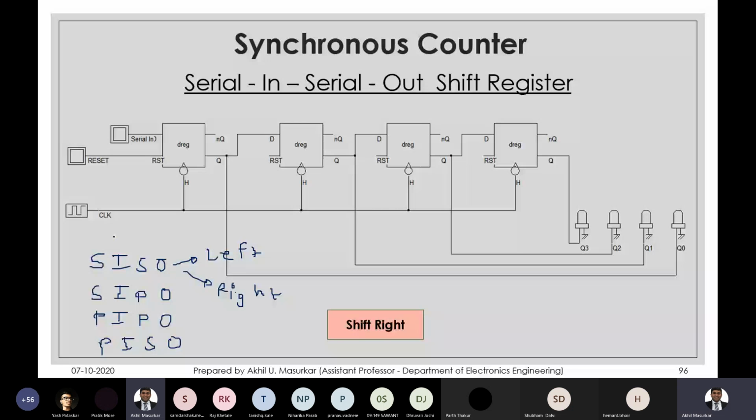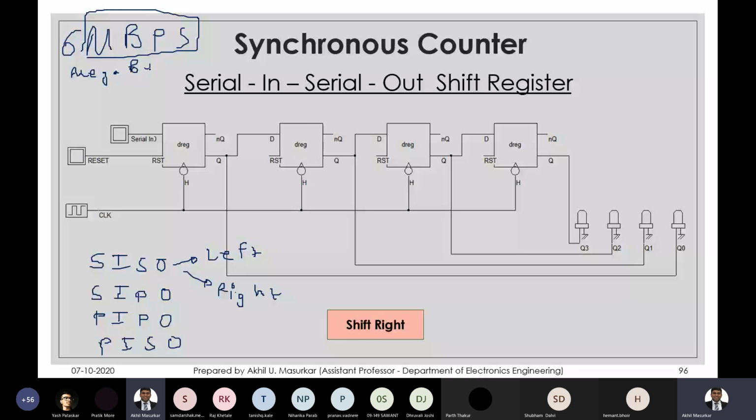Parallel transmission is faster and serial transmission is slower. So when we say my speed is 6 Mbps, when everything is capital, it means megabytes per second.